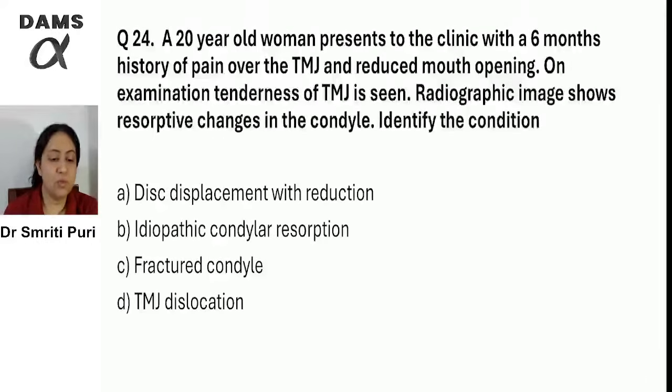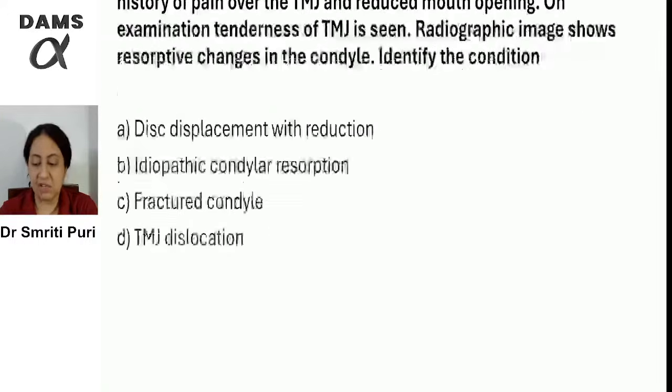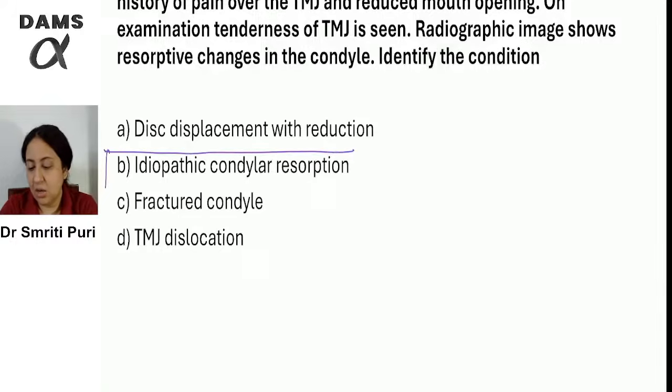A 20-year-old woman presents to the clinic with a 6-month history of pain over the TMJ and reduced mouth opening. On examination, tenderness of TMJ is seen. Radiographic image shows resorptive changes in the condyle. Identify the situation. A. Disc displacement with reduction. B. Idiopathic condylar resorption. C. Fractured condyle. And D. TMJ dislocation. So the correct answer here is idiopathic condylar resorption.